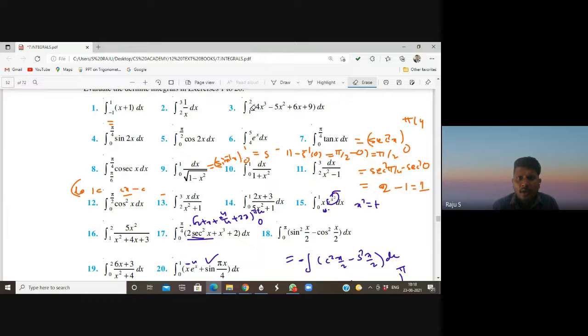Right. What question will we do, students? You can try to do the third one, because this is equal to 4x power 4 by 4 minus 5x cube by 3, plus 6x square by 2 plus 9x, with limits 1 to 2. For the upper limit, in place of x substitute 2, minus substitute 1. You'll get the answer. Okay, now shall I do question number 4 or any other question number? Okay, question number 4.